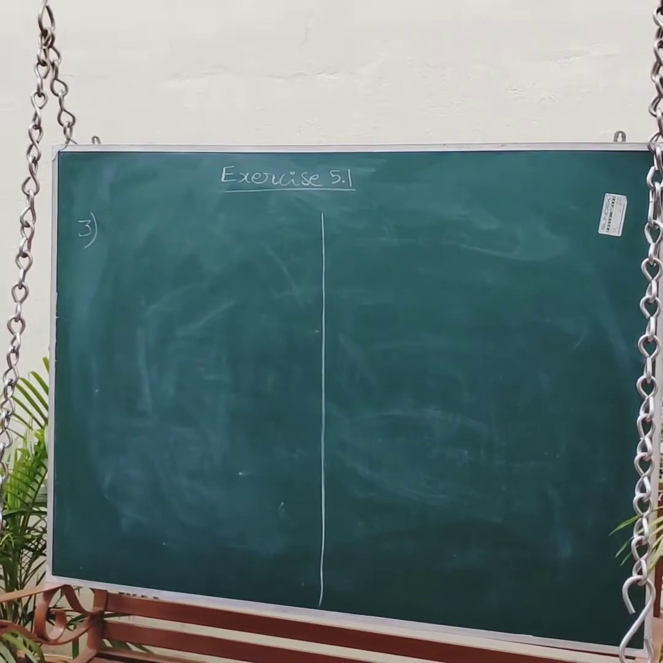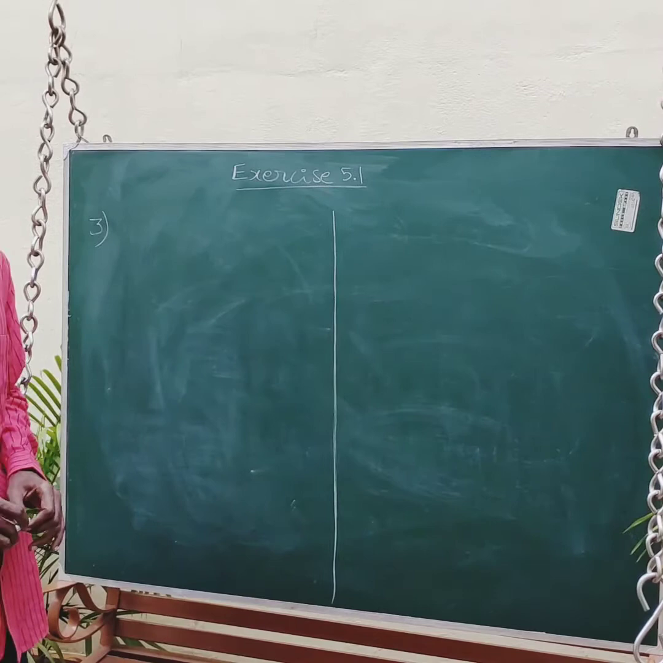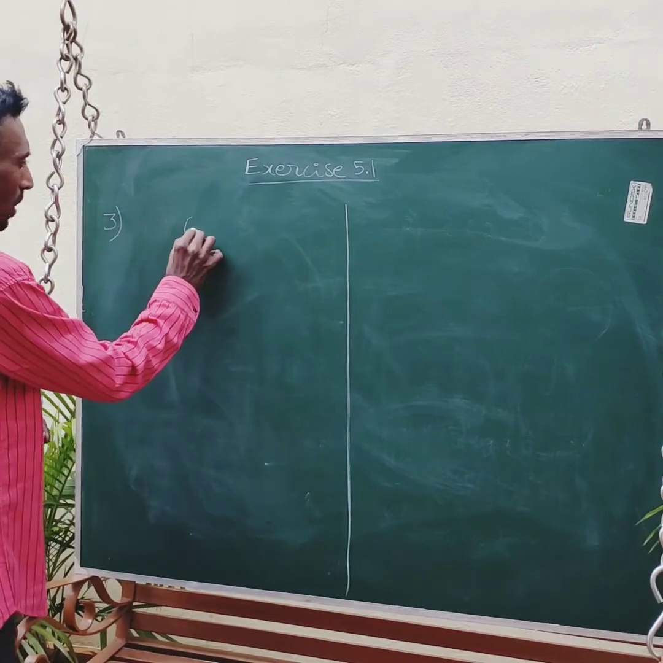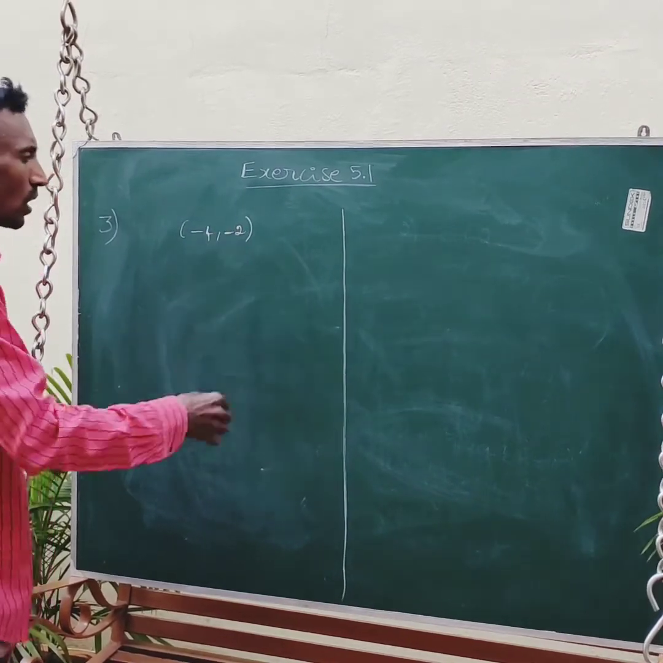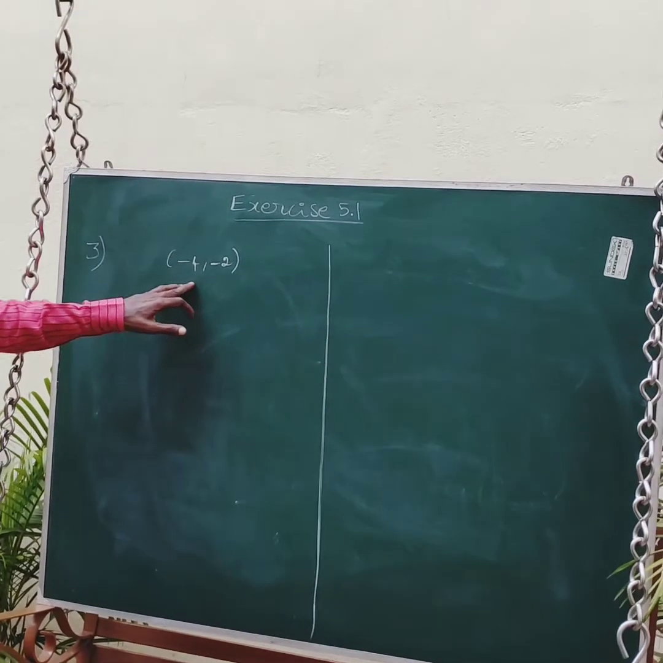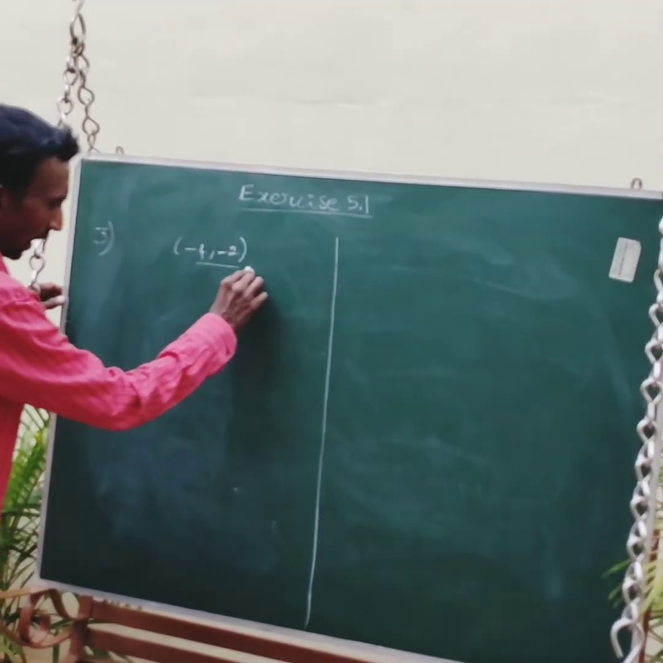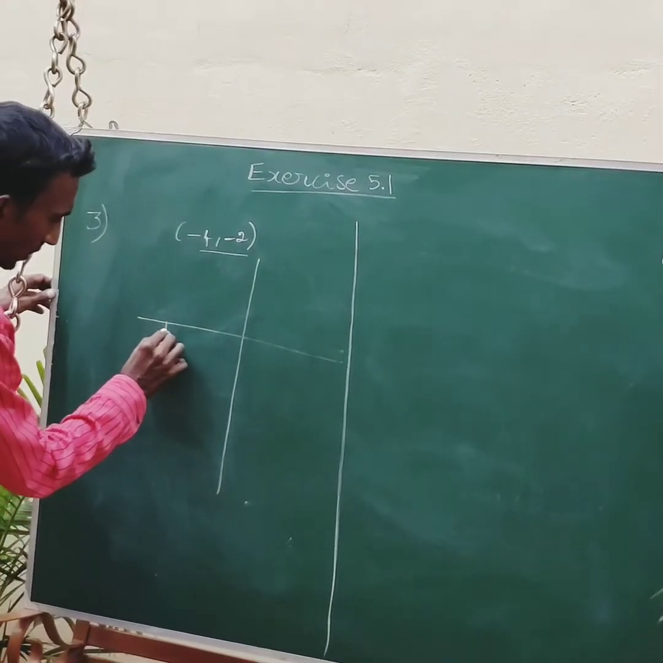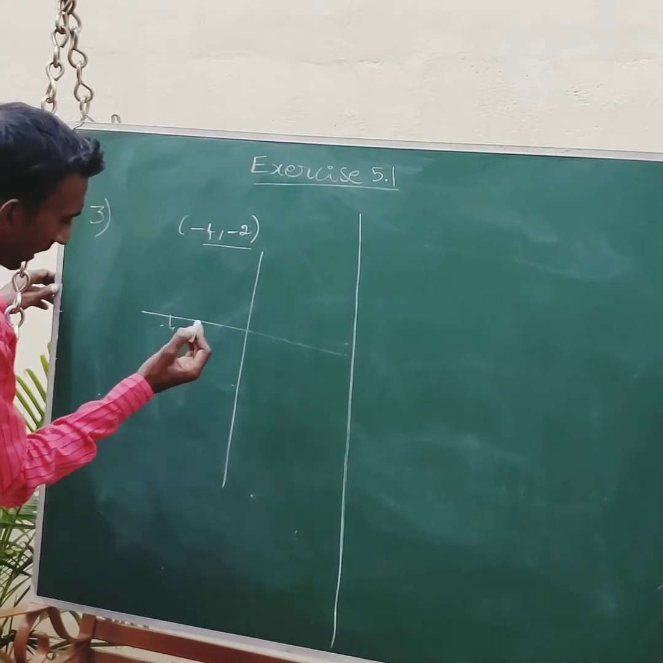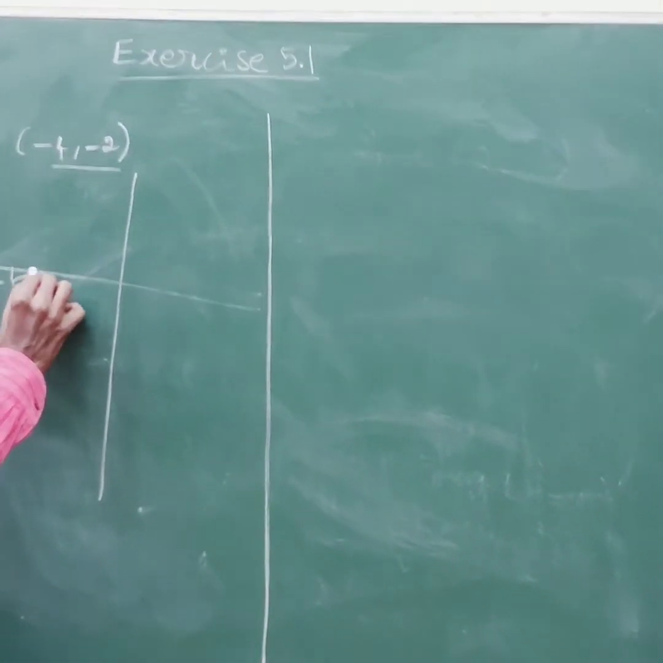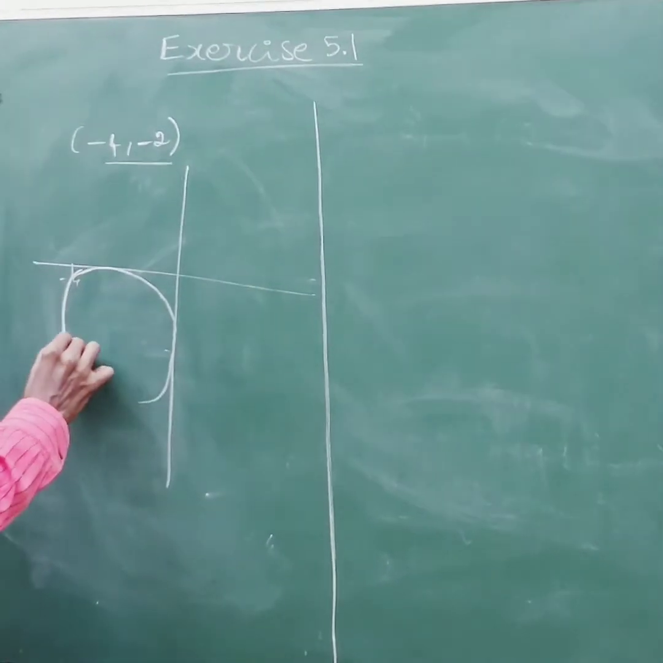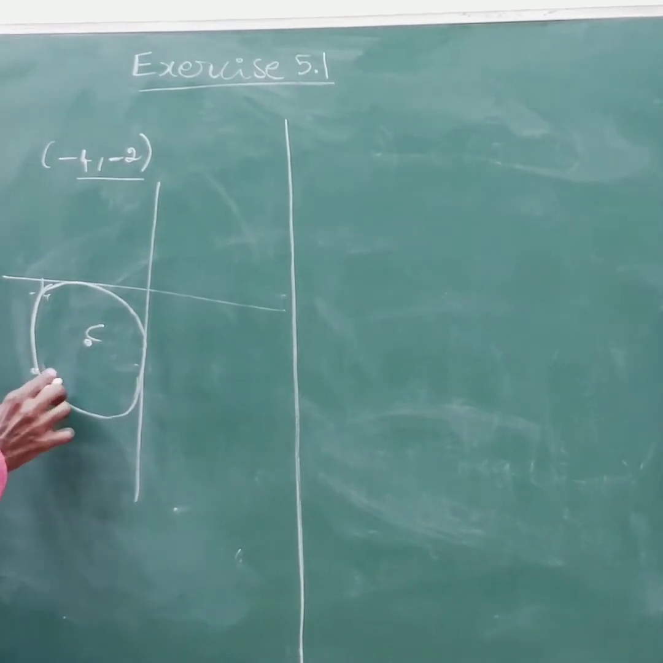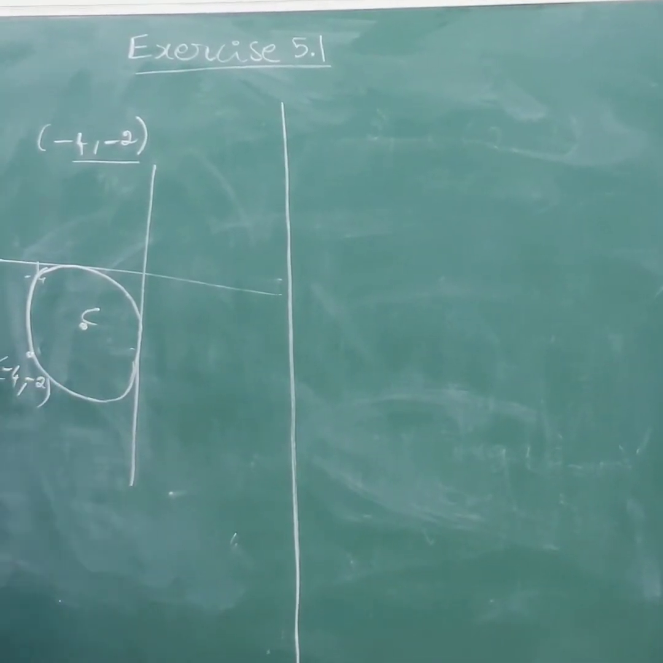Now we can solve the third problem. The question is: find the equation of circles which touch both the axes and pass through the point minus 4 comma minus 2. To solve the problem, think of this point. The point minus 4 comma minus 2 lies in the third quadrant. Suppose this is minus 4 and this is minus 2. The point lies here and we can draw a circle. It touches both the axes, and this is the center.